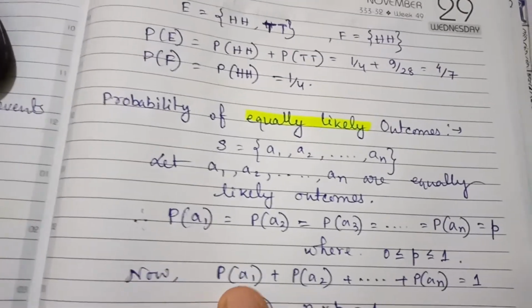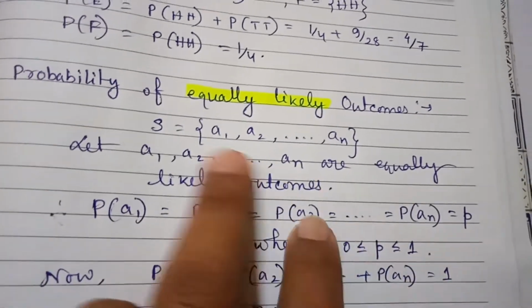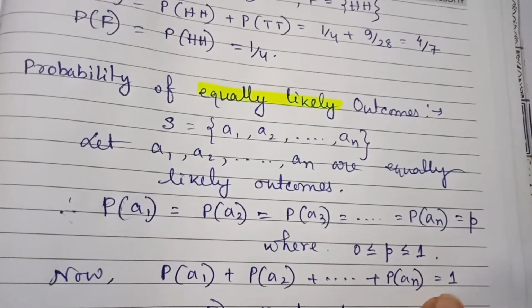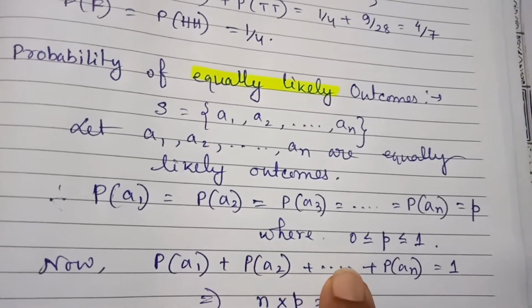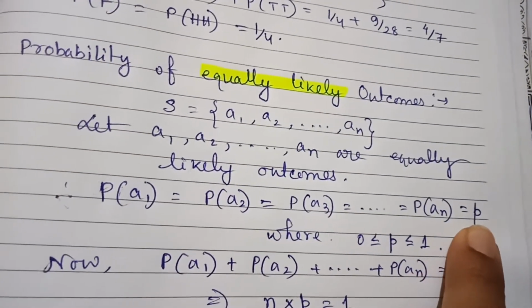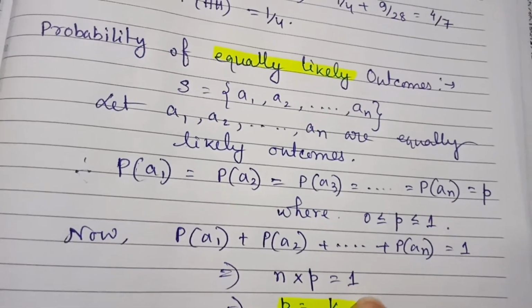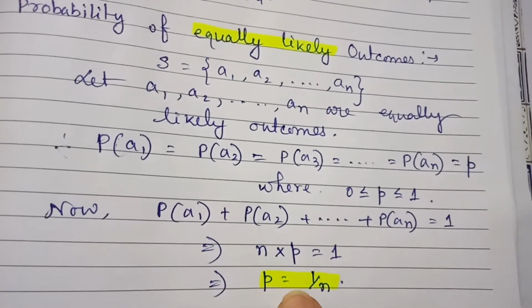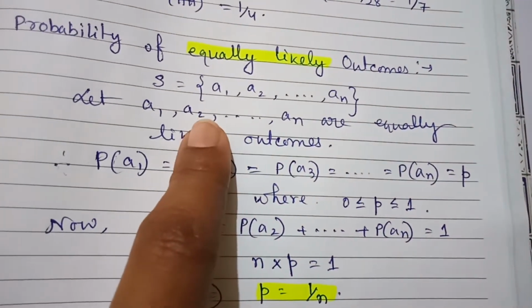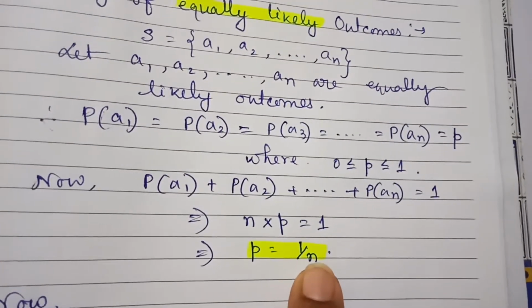Now P of A1 plus P of A2 plus dot dot dot plus P of AN equals 1, because it is P of S, and P of S equals 1. Now all are equally likely outcomes, having the same probability P, so we can write N into P equals 1. So we can write P equals 1 by N. That means the probability of all elementary events for equally likely outcomes will be 1 by N.